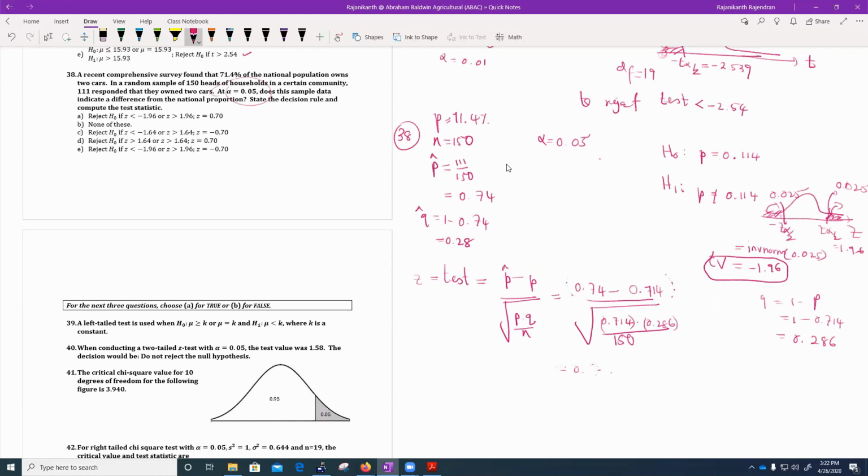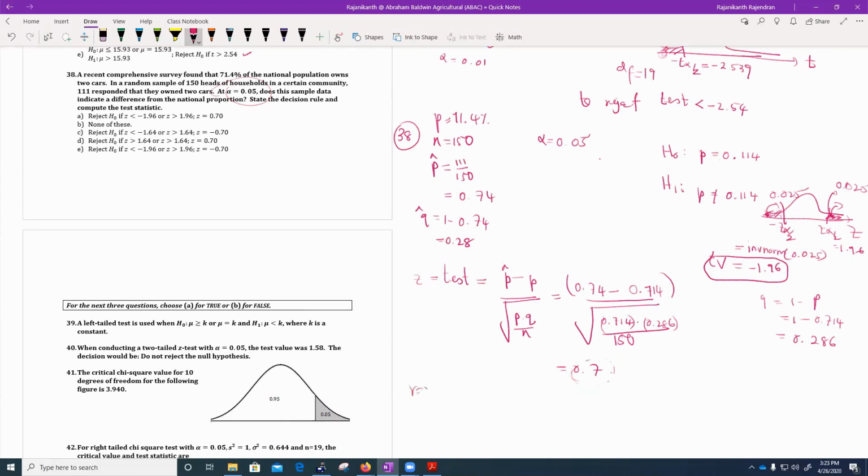Okay, so that means you reject your hypothesis whenever you have the test value either here or here, right? So your test value may be less than negative 1.96 or bigger than 1.96, right? So therefore you will reject either here or there, okay, with the z value of 0.7.